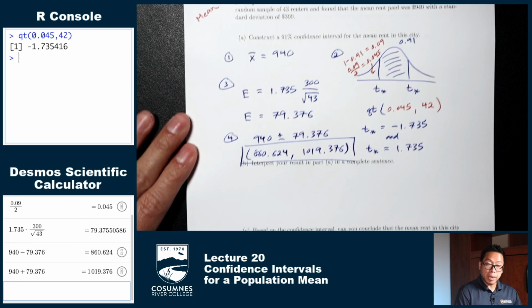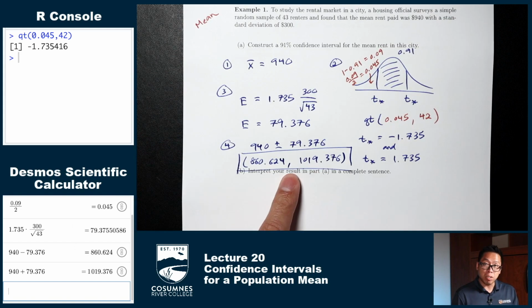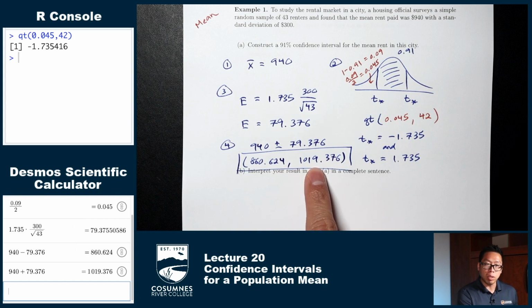Okay, so what we're saying here is that we didn't ask every renter in this city, right? We only asked 43 renters, which is a really small number. What we're saying here is that if we were able to ask all the renters in this city, the true mean will be somewhere between 860.624 and 1019.376.